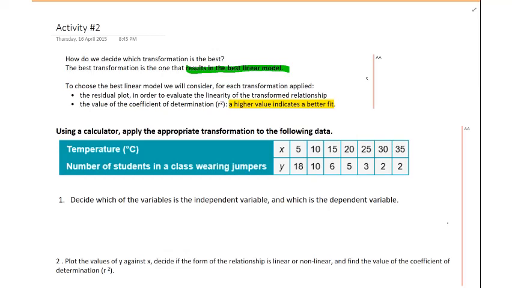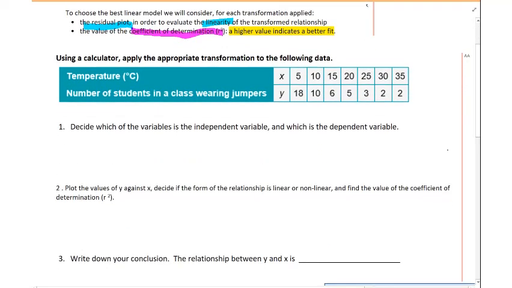When we transform the data, we look at the residual plot and check if it's linear. If it's linear, we then check the coefficient of determination, and if there are multiple linear values, we go for the one with the highest R squared value. Okay, so we decide which one is our independent variable and which is our dependent.